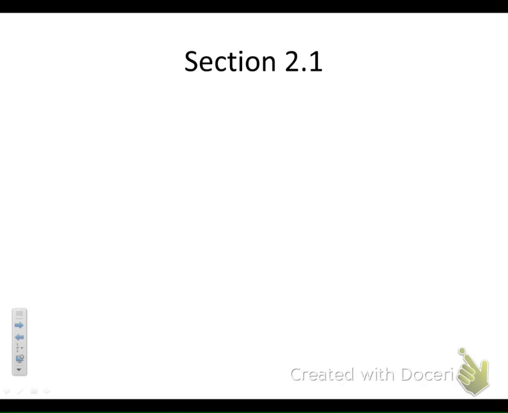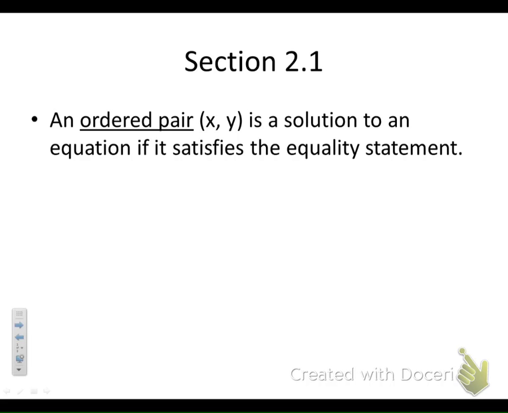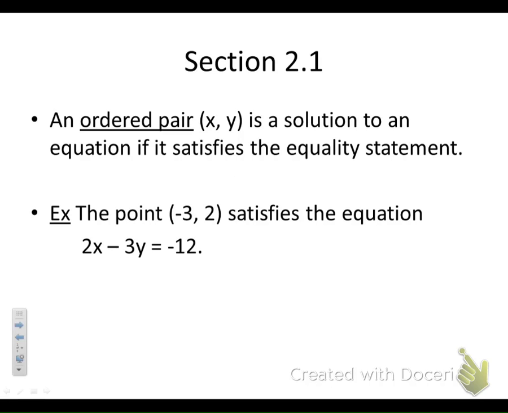So let's go over details of writing equations of lines, graphing lines, and let's start with exactly what an ordered pair is. An ordered pair, x, y, is a solution to an equation if it satisfies the equality statement. Here's an example of what I mean. The point -3, 2 satisfies the equation 2x minus 3y equals -12.